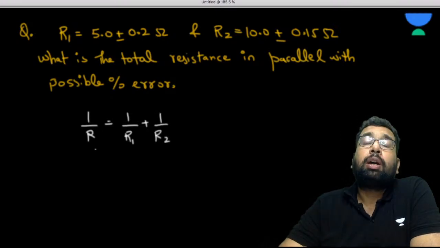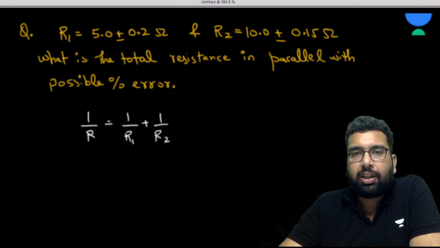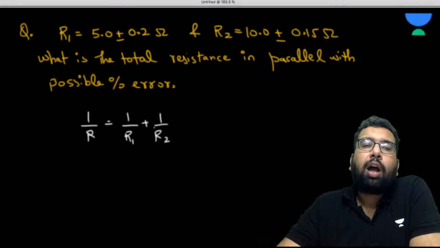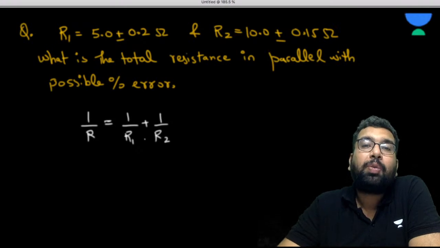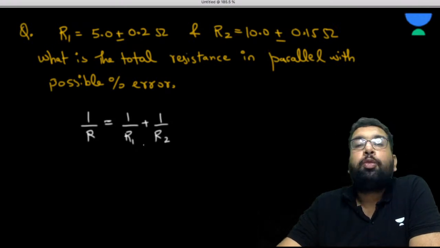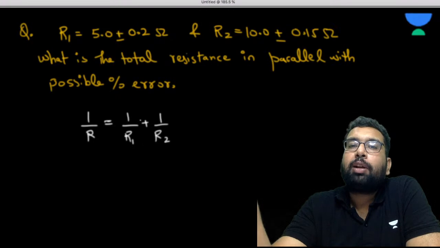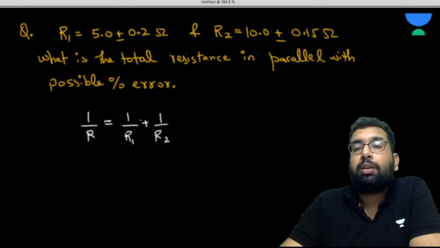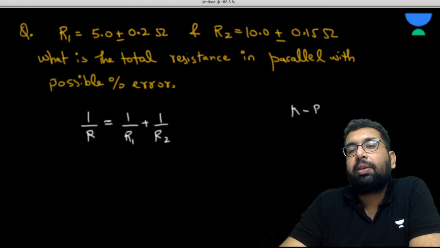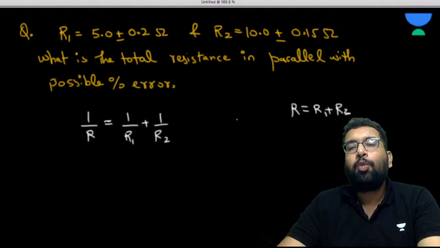Now, the students who are following my sessions would be thinking, "Sir, how are we going to solve this? You never told us how to solve an equation like this: 1 by R is equal to 1 by R1 plus 1 by R2." We know for series R is equal to R1 plus R2. Are we going to do it in the same way? No, this is not similar to that. This is absolutely not similar. So how are we going to do it?